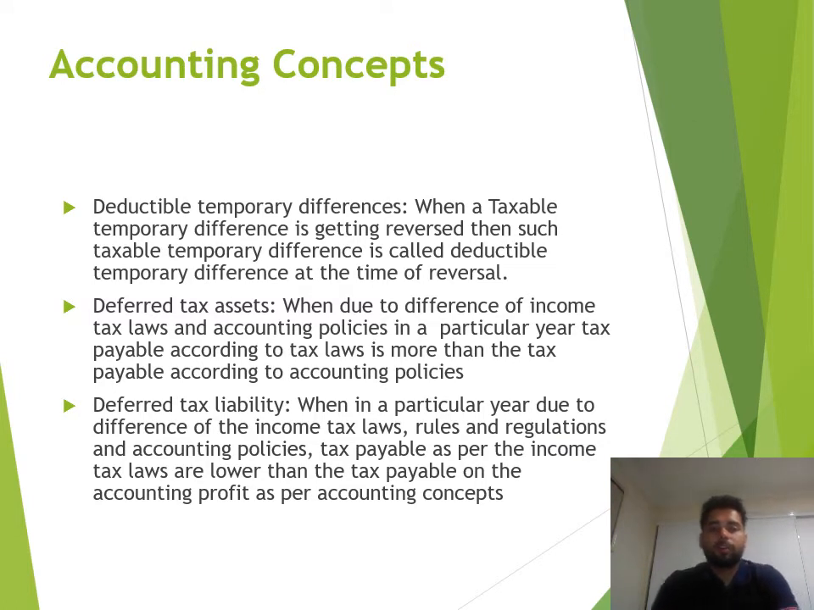Deductible temporary differences. When a taxable temporary difference is getting reversed, then such taxable temporary difference is called a deductible temporary difference at the time of reversal. For example, when in the current year taxable income is lower because of the higher depreciation rate in tax laws, then such difference is called a taxable temporary difference. But in future years, when depreciation of accounting is more than the depreciation of tax laws, then such difference is reversed, and in the year of such reversal it is called a deductible temporary difference.